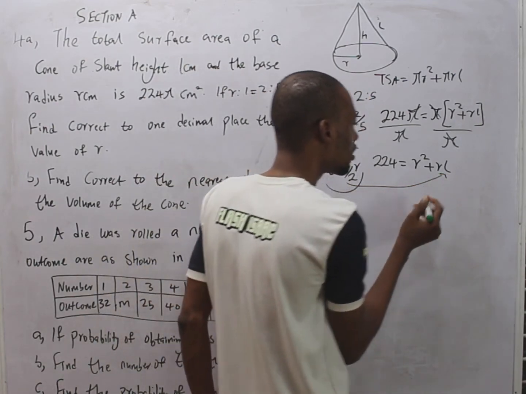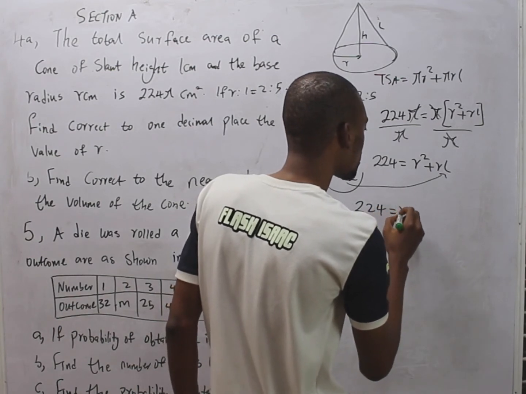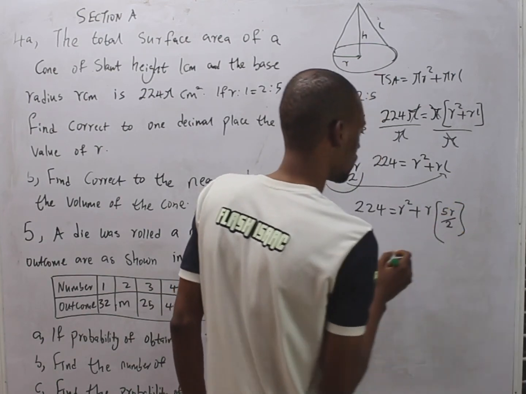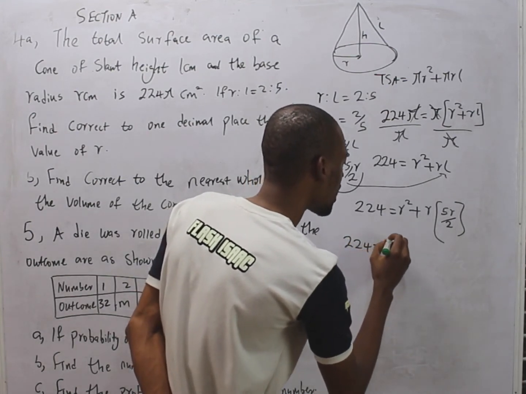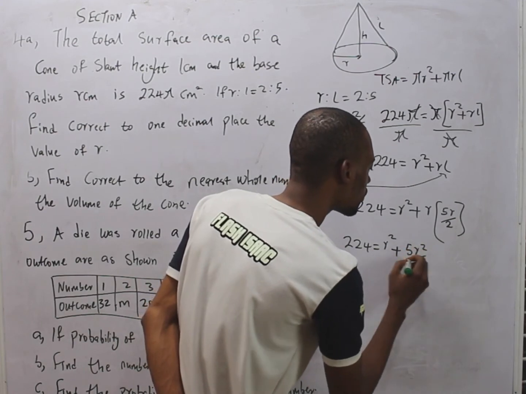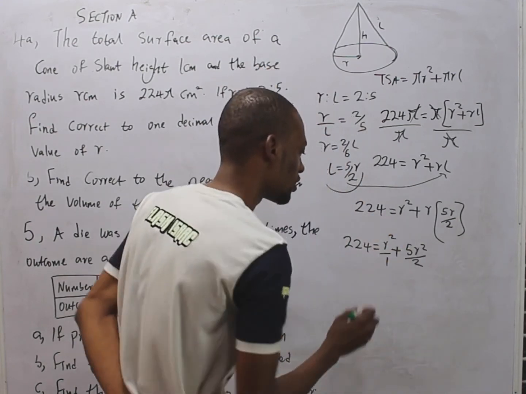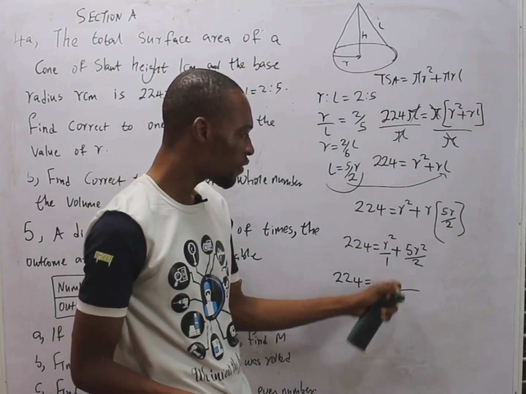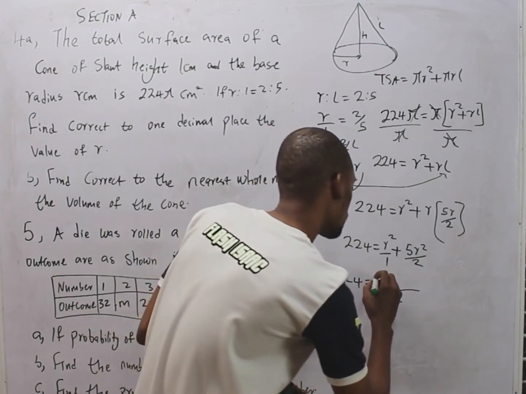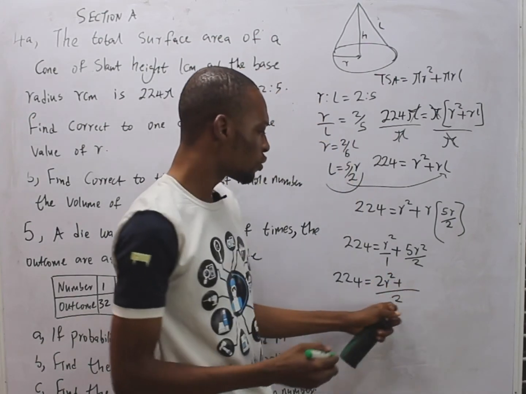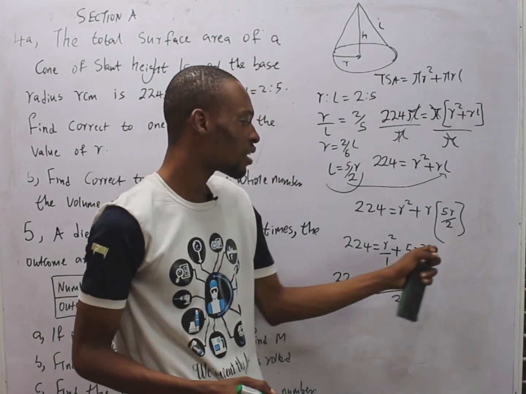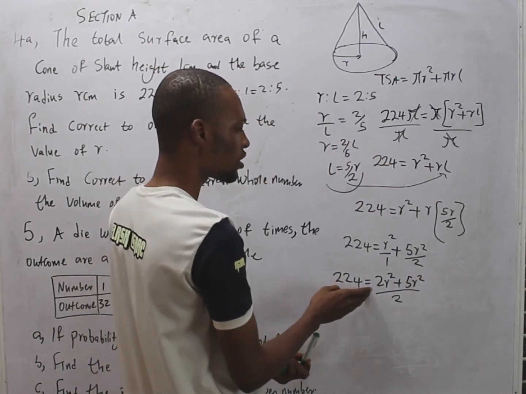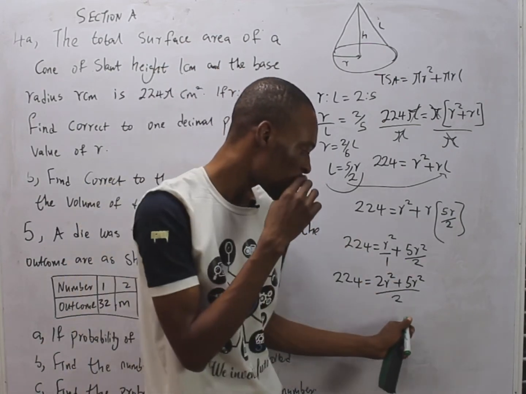Substituting the value of l here, this is simply 224 is equal to r square plus r times 5r/2. Let the r square be over 1. 224 is equal to, the LCM is 2. 2 divided by 1 is 2, and 2 times r square is 2r square, plus 2 divided by 2 is 1, and 1 times 5r squared is 5r squared. So we simply have 224 is equal to 2r squared plus 5r squared over 2.